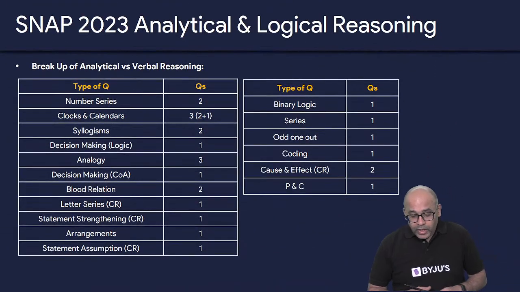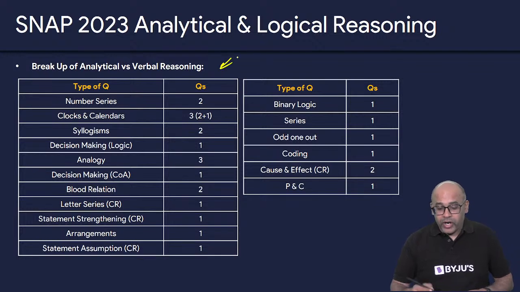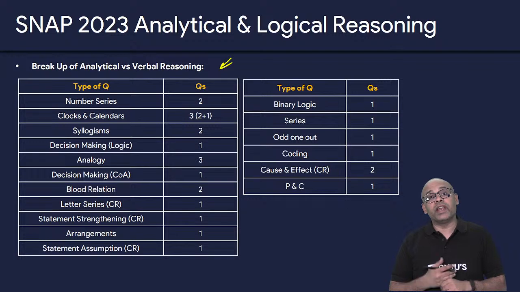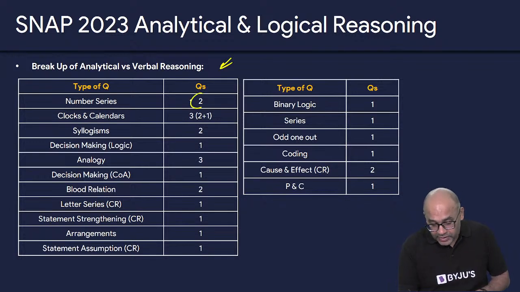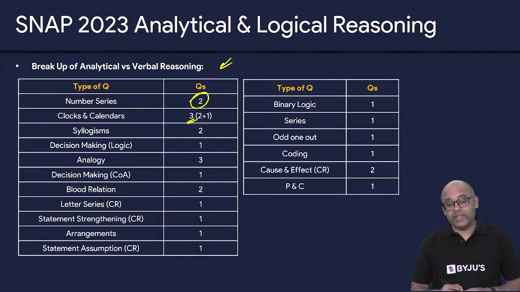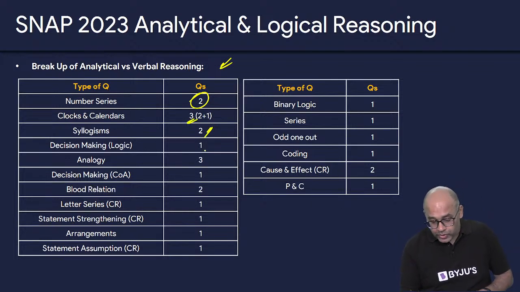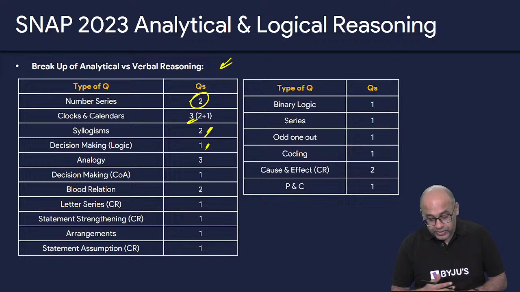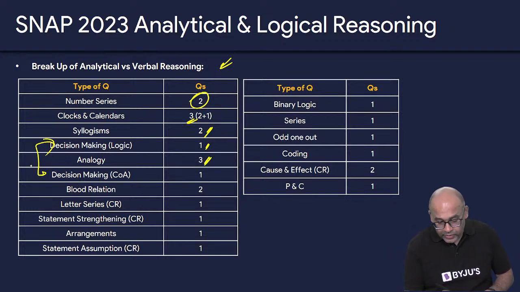Okay. Now this is the breakup of your analytical and verbal reasoning, basically the second section. So you had number series, basically 2 questions. Clocks and calendars, there were totally 3 questions. Syllogisms 2, decision making 1. Actually for decision making, there are 2 questions. I will get to the questions also. Then we had analogies 3. Okay, so these are the 2 decision making questions.